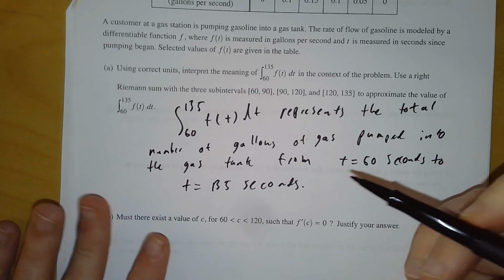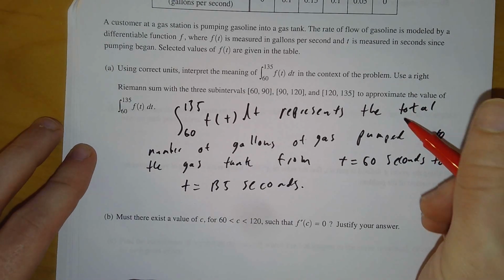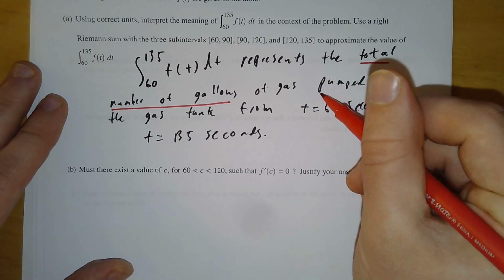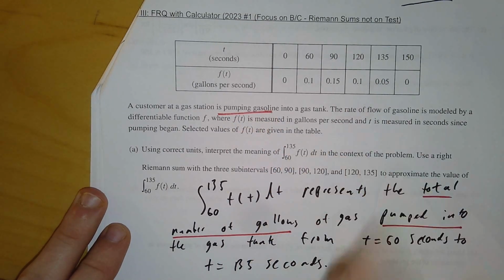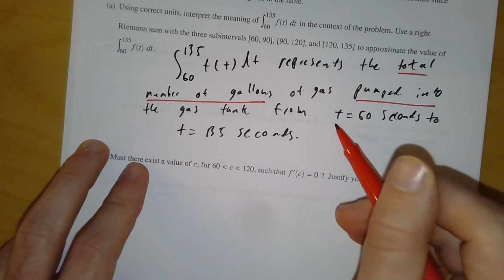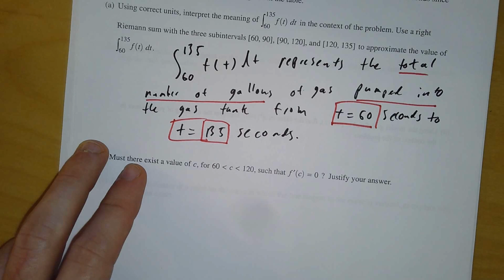Something that's really, really important, guys, when you're writing out the meaning. So this makes sense, right? The integral of a rate is a quantity. So the integral from 60 to 135 represents the total number of gallons pumped into the gas tank from that time, right? Total number of gallons, so that's the quantity aspect of it. Pumped into, because they're pumping gasoline, right? Nothing's going out, it's all going in. That's why it's into. And also really important is that you mention t equals 60 and t equals 135. You've got to mention those two.